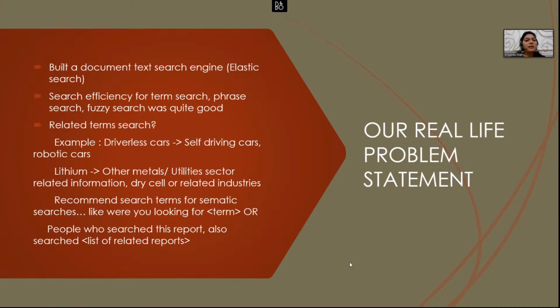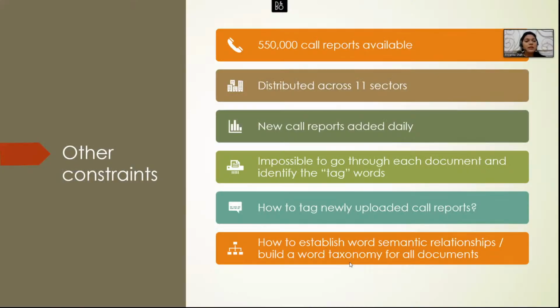All these things and much more are possible only to a certain extent with offerings like Elasticsearch or Azure Cognitive Search. That's why you have to go beyond that and build your own machine learning model, modeled on the lines of word2vec or topic modeling, to identify this. Certain other constraints we had: a humongous amount of data, distributed across 11 sectors.